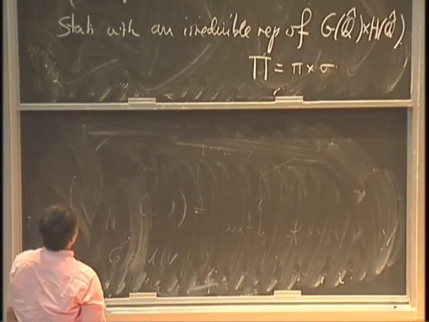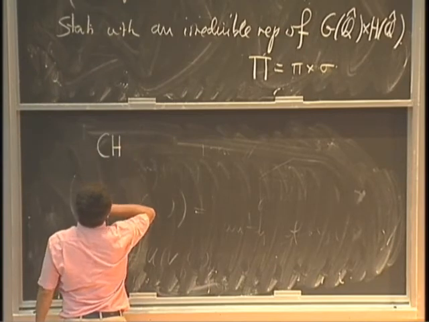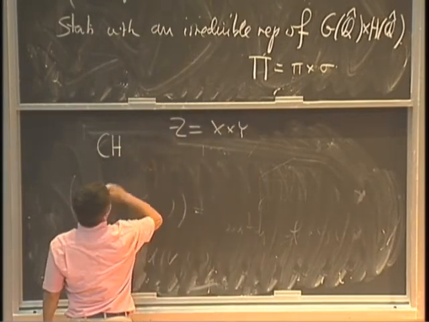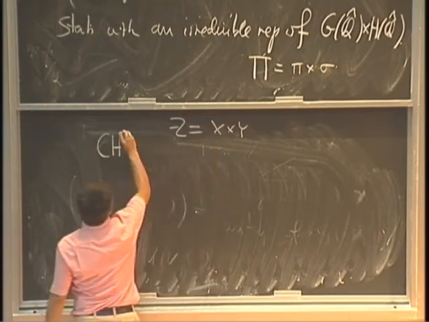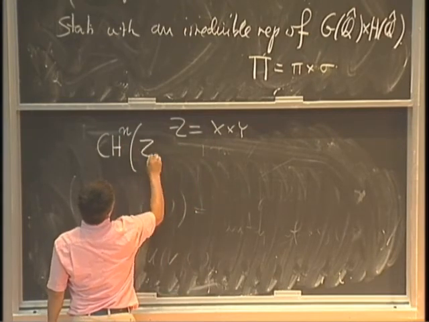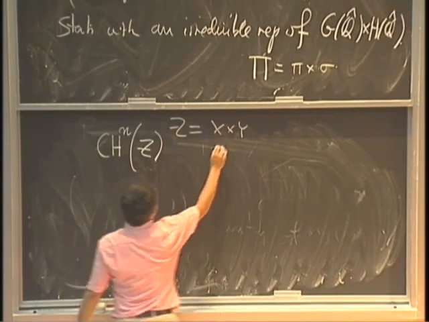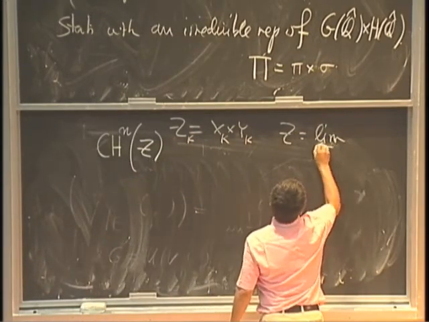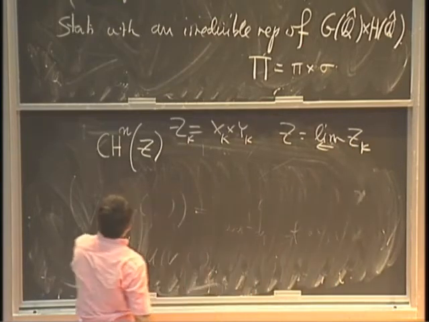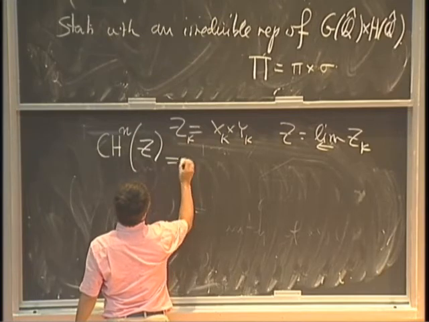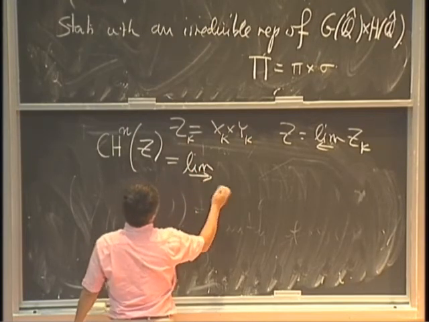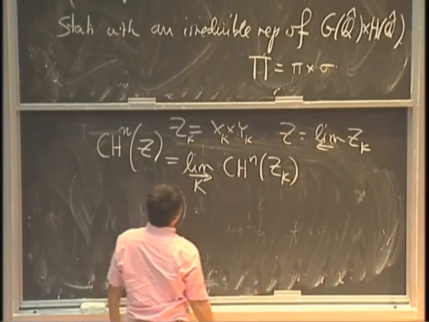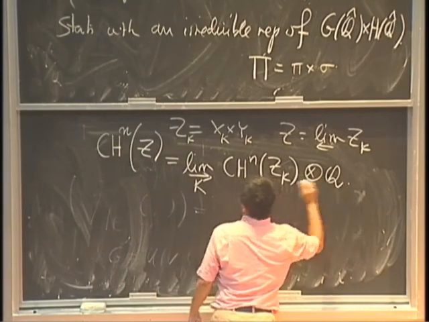So I will consider this CH^n of Z, remember Z equals X cross Y, of dimension n. Z has all different levels. So I take all the levels, like Z_K, the projective limit of Z_K, right? For us, I just mean that this one is defined to be the direct limit of this CH^n of Z_K. Okay, I will only consider the cycle with the Q coefficient. So let's write Q here.